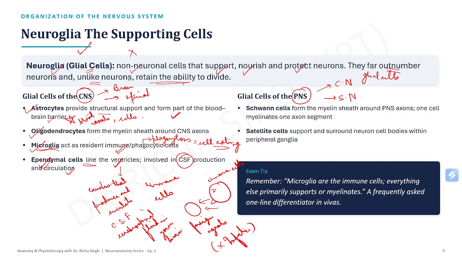Now, glial cells in the PNS or peripheral nervous system are of two types. First, Schwann cells, as they produce myelin sheath around the axons of the cranial nerves and spinal nerves, and satellite cells, which support and surround the neuron cell bodies within the peripheral ganglia.